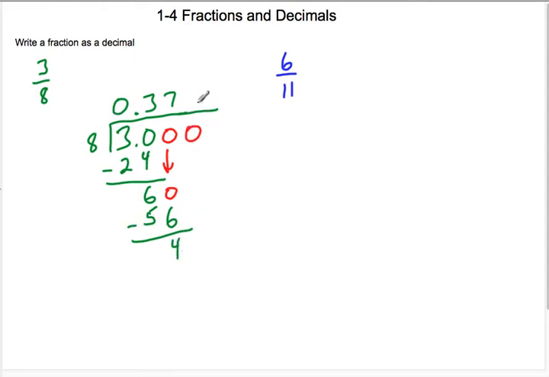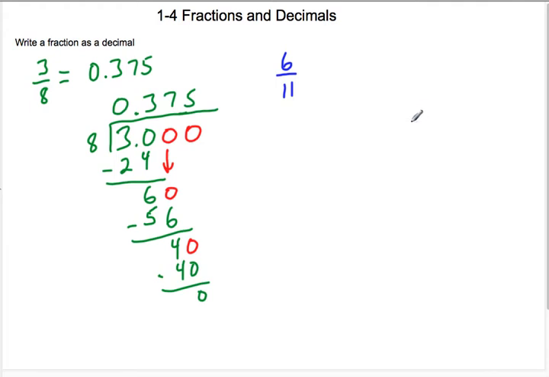Really important that you keep everything lined up here. So we're going to bring that down here. 8 goes into 40 5 times, and that is exact, so we can stop there. So 3/8 is equal to 0.375. Let's take a look at 6/11.